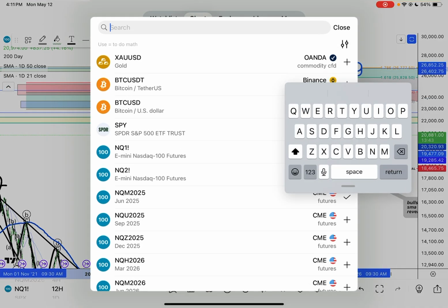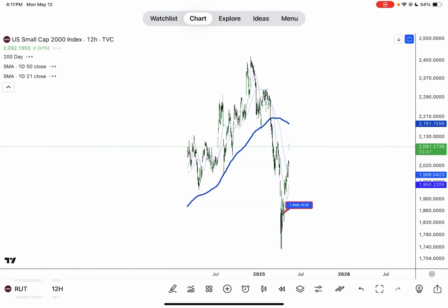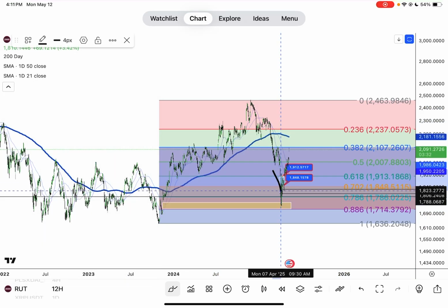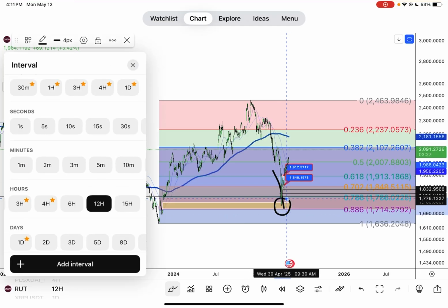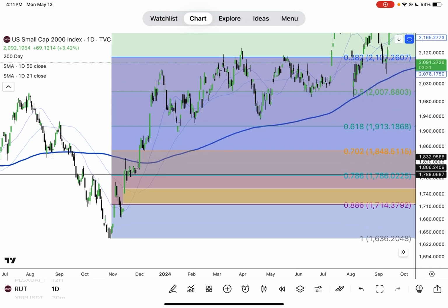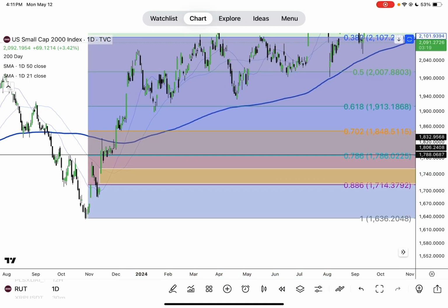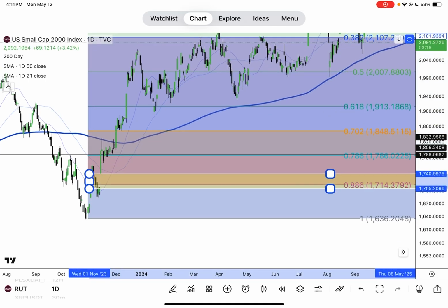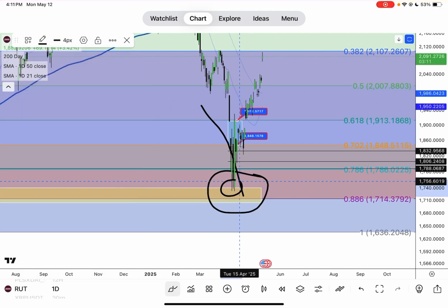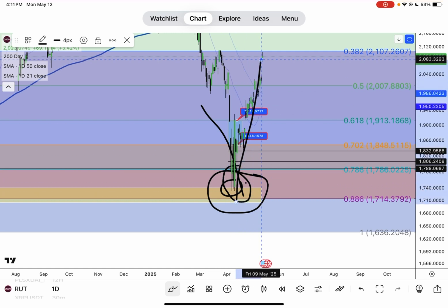Now the Russell 2000 is making its way back towards the 200-day moving average. We're currently trading above the 50% fib, as you can see. We have traded right down to the 886 fib and filled this gap. Taking a look here on the daily, you see this gap on the Russell that was left all the way back from November 2023. Well, we actually filled that gap right here. You not only filled it, but you came down to the 786, 886 region.